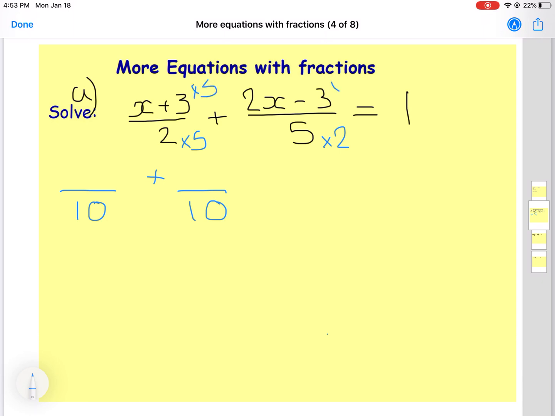Now, if we remember, using normal fractions, whatever we do to the bottom of the fraction, we have to also do to the top. So, timesing the bottom by 5 for the first fraction to get 10 means I have to also times the top of the fraction. Now, in this case, I have to make sure that I multiply both terms by 5, so that becomes 5x, but also plus 15. The same on the second fraction, multiply both terms by 2, so that's 4x, but also minus 6.